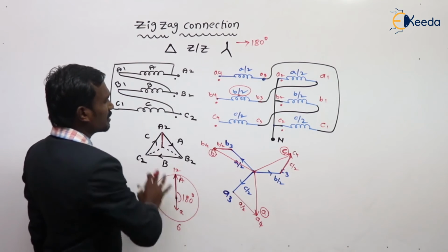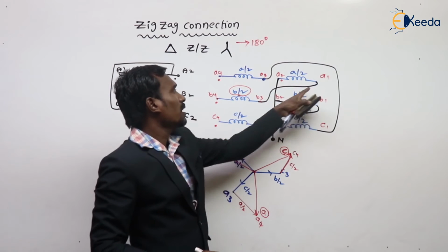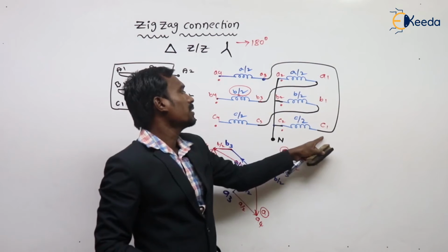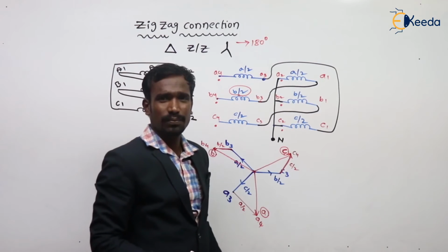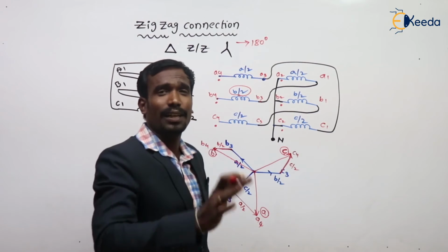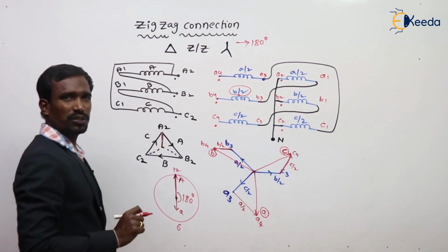This is the zigzag connection. Here, see here, series opposition. A1 is connected to B3, B1 is connected to C3, C1 is connected to A3. Due to this series opposition, the third harmonic currents are eliminated. So this is one configuration.